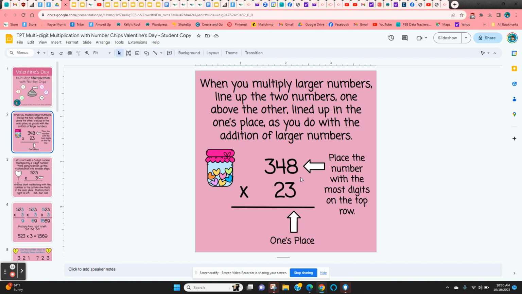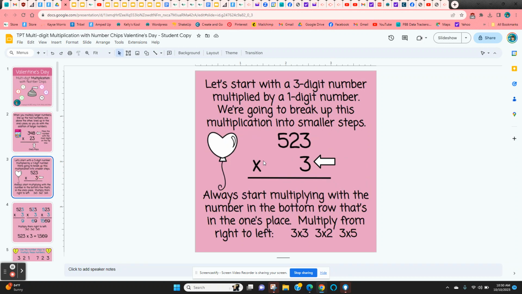Now, if one of the numbers has more digits than the other, that number is going to go up in the top row. The next slide shows them that we're going to start multiplying with this bottom row, the number in the ones place. And we multiply from right to left. So 3 times 3, 3 times 2, and then 3 times 5.